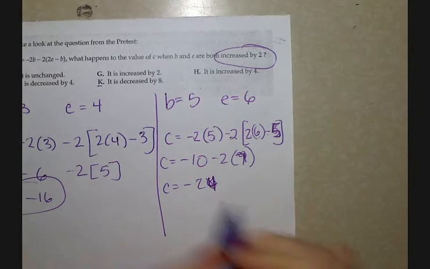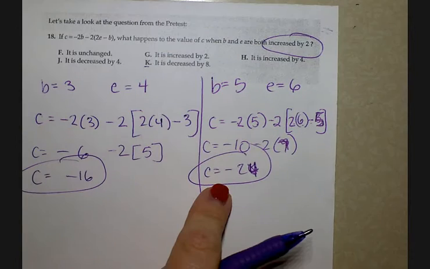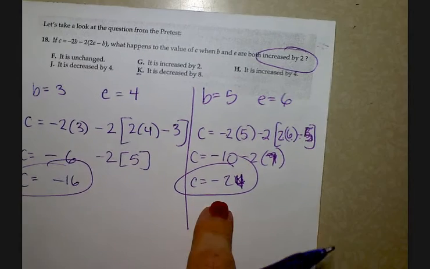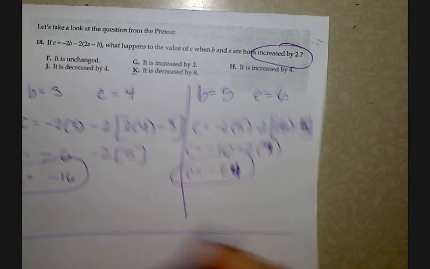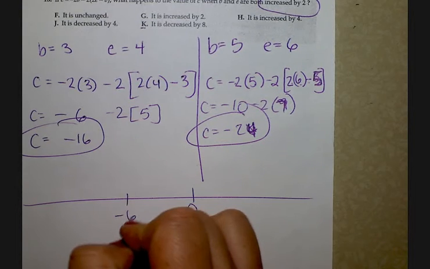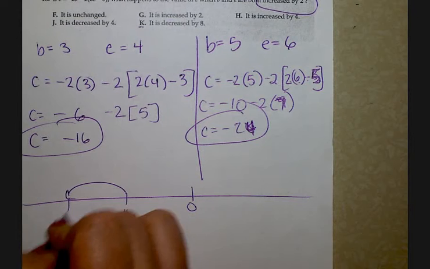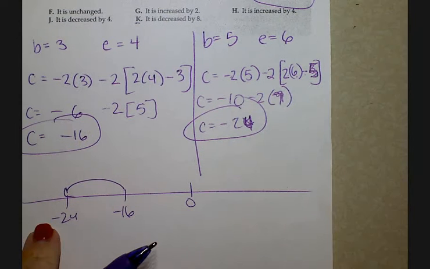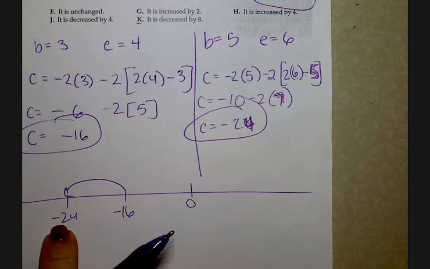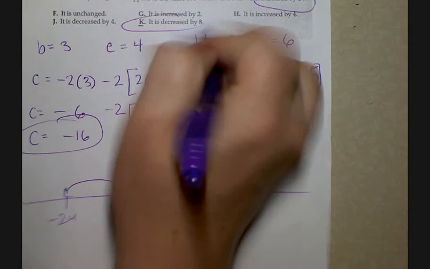Okay, so we went from negative 16 to negative 24. Negative 16 to negative 24. So think of this. Here's 0. Negative 16 is right here, and we go down to negative 24. Are you increasing or decreasing? Decreasing by what amount? 8. Flip to the back side.